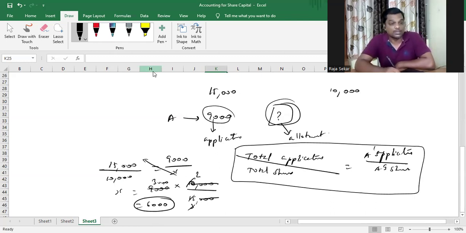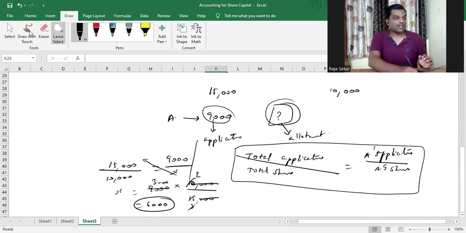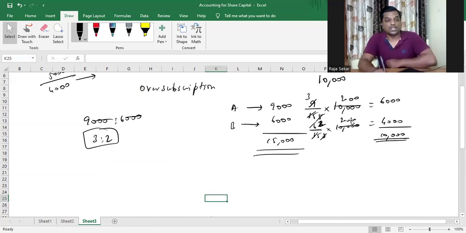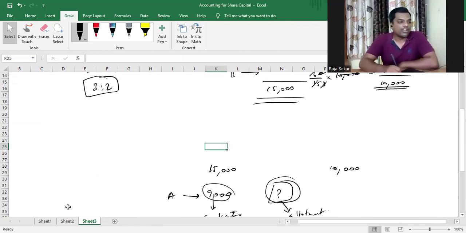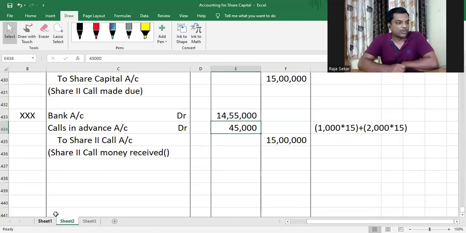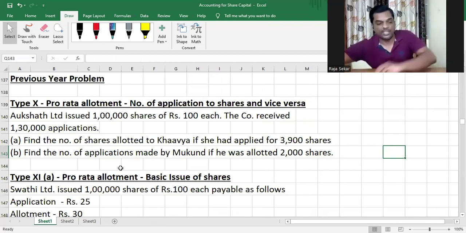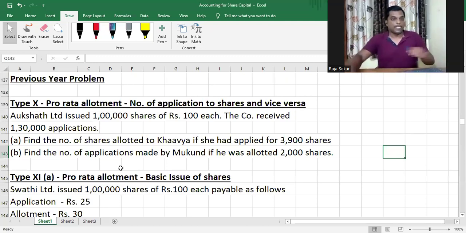Am I right or not, my dear children? When we make pro rata allotment, we had already found earlier that A was allotted 6,000 shares if it is allotted on a proportionate basis. Am I right? So that is what we're going to see. I have a question here for you that you can solve. Let me read the question. Type 10.